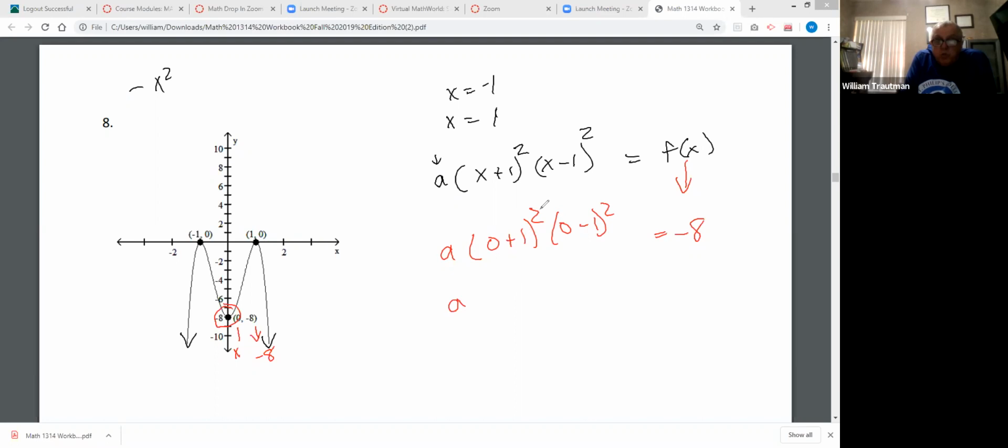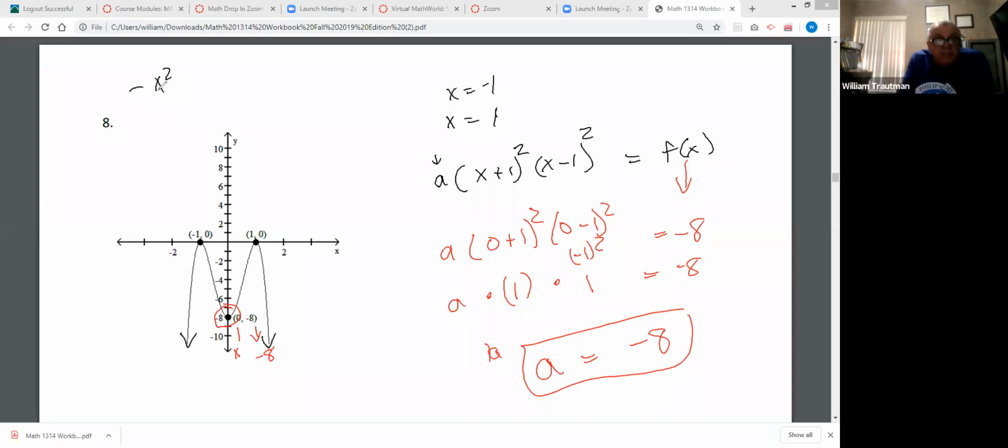0 plus 1 is 1. 1 squared is 1. -1, -1 squared is a +1, by the way. A times 1 times 1 is 1A. Another way of writing 1A is just A. So in this problem, A equals -8. So our answer is -8, x plus 1 squared, x minus 1 squared equals our function.